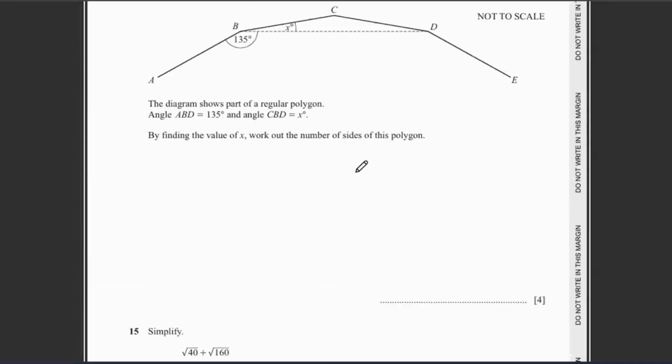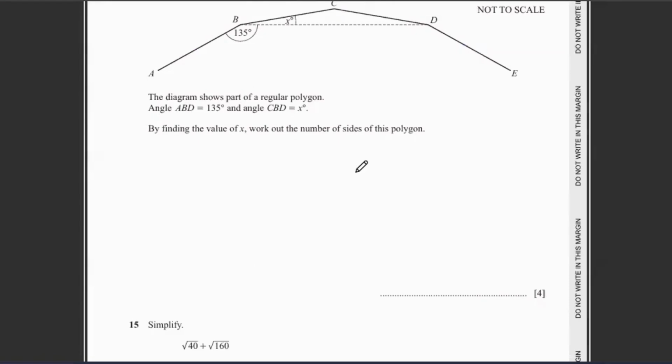Now for the 14th question, this is x degrees. We have to first find x and then work out the number of sides in this polygon. So this is x, this will be x, and this will be 135 plus x. So this is a triangle, the sum will be 180 degrees. So 3x is equal to 180 minus 135. 3x equals 45. x equals 15 degrees.